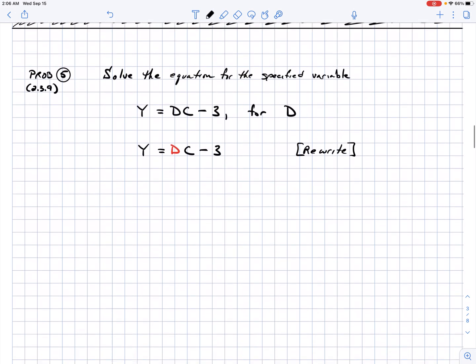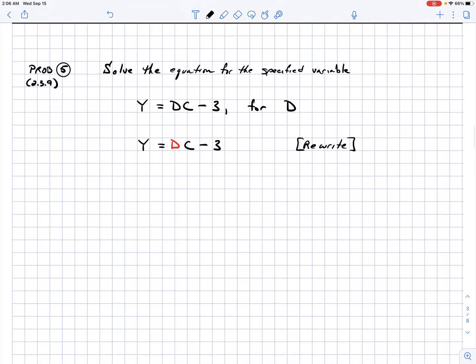Okay, so we're going to go over this problem right here. This is problem number 5. It says solve the equation for the specified variable. The original equation is capital Y equals capital D times capital C minus 3. And we have to solve for capital D.